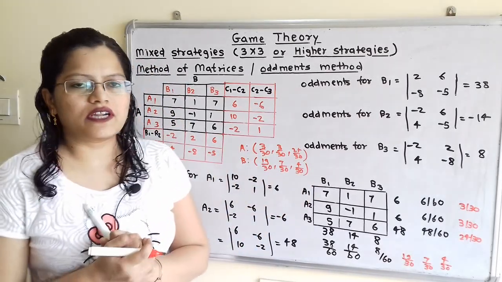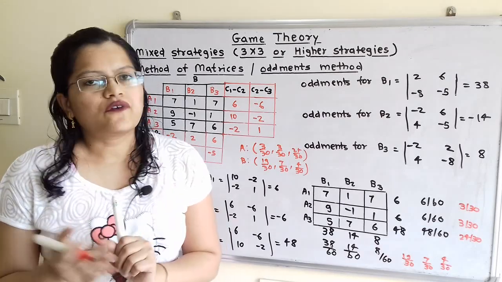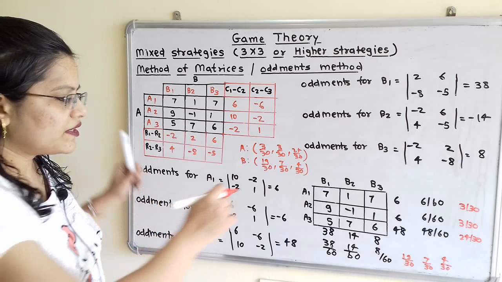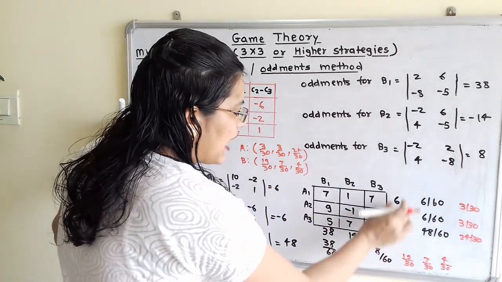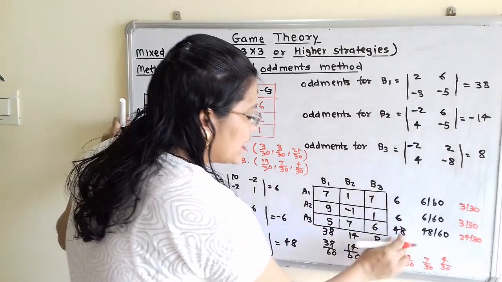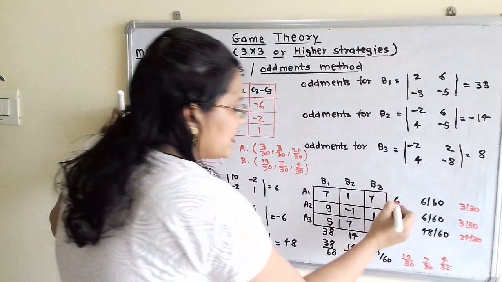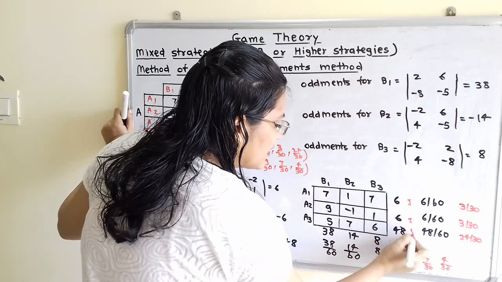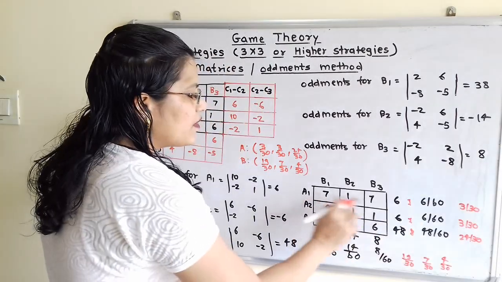Now we will calculate the game value. For calculation of the game value, we can simplify here. I will divide all these elements by the common value 6, then here will be 1, here will be 1, and here will be 8. Now we will multiply this.